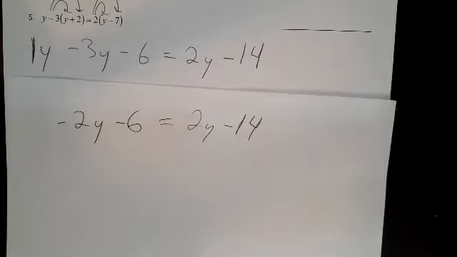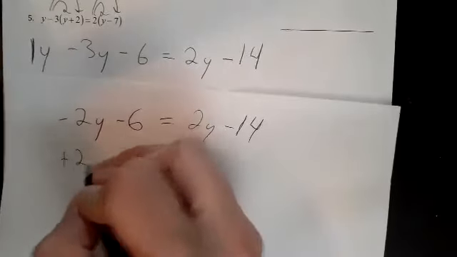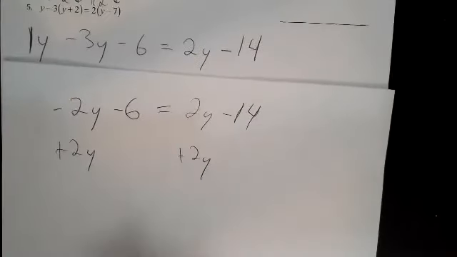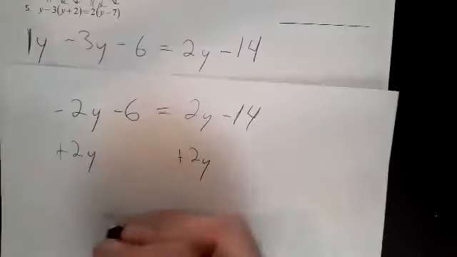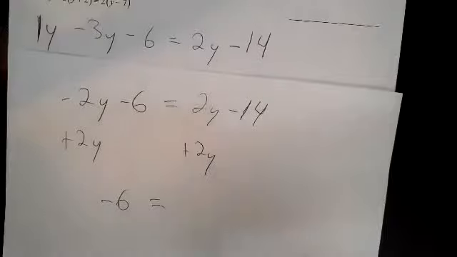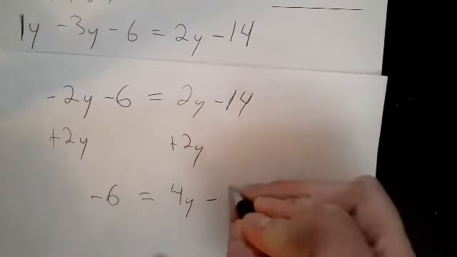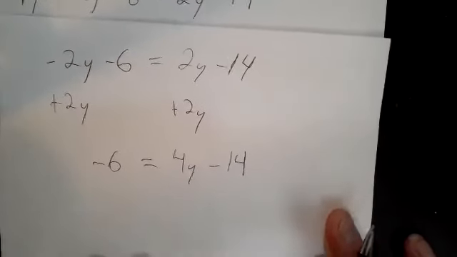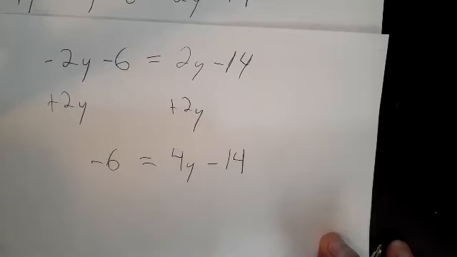And so now how are we solving this thing? Still the same strategy that I said before. Everything with the variable to one side, everything without to the other. So I think I'm going to do this backwards of what I typically do. I think I'm going to move my y's to the right side. Just to have things a little bit different. And so if I do that, this left side then becomes minus 6. This becomes 2y plus 2y becomes 4y. And I still have a minus 14 there. And so now I'm looking at this, minus 6 equals 4y minus 14.